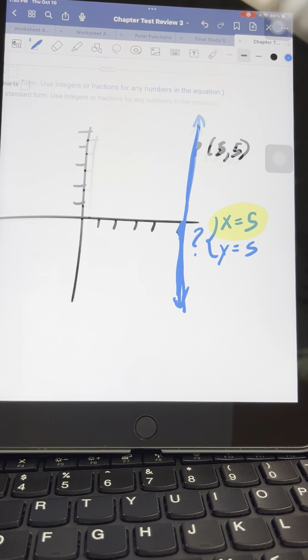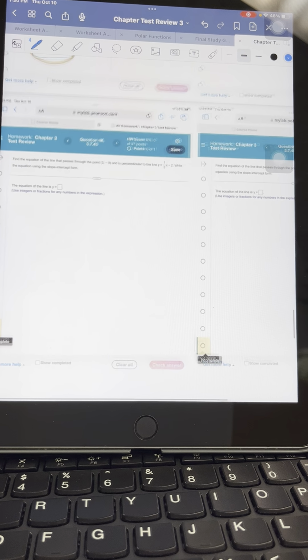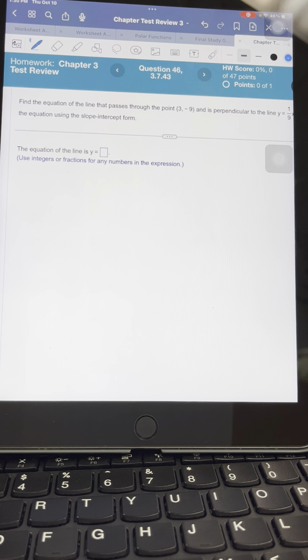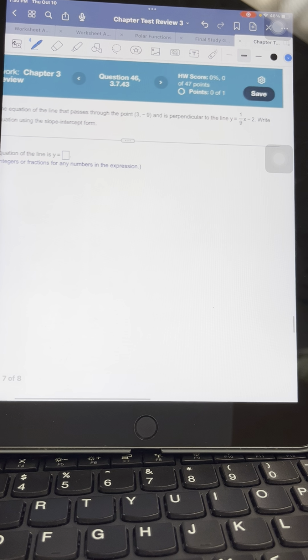What is this? Okay. Find the equation of the line. I think these are the last two. All right, last two, guys. We're almost done. Find the equation of the line that passes through the point 3, 9 and is perpendicular to the line blah, blah, blah. Write the equation in slope-intercept form.